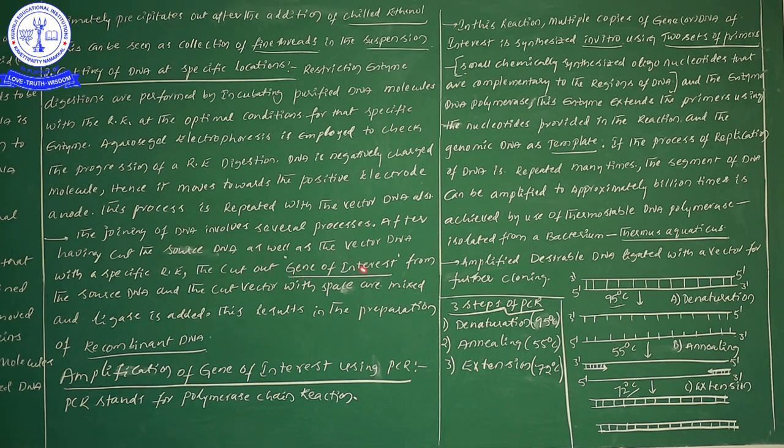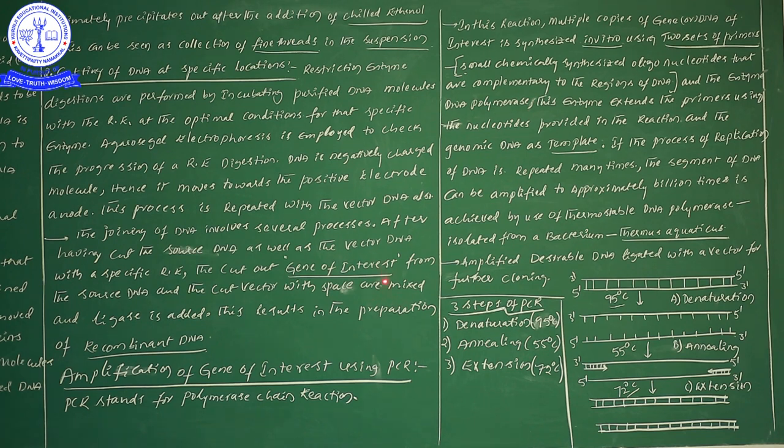We cut out the gene of interest, or desirable gene, or foreign gene, or alien gene, likewise four or five names are there, the gene of interest from the source DNA, and cut the vector with the same enzyme, mixed, and ligase is added. So what is the information here? By using restriction enzymes, we have to cut both the gene of interest as well as the plasmid or vector. So the plasmid or vector, and one more is the gene of interest, where we will find the desirable characters. That particular location we can take as the gene of interest.